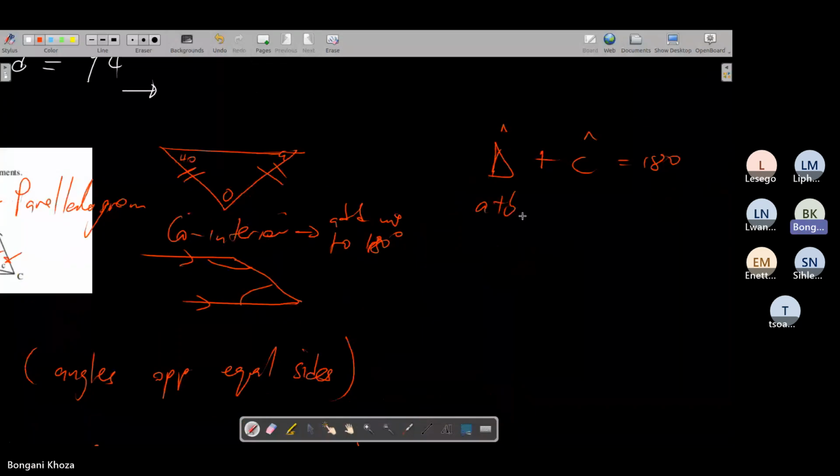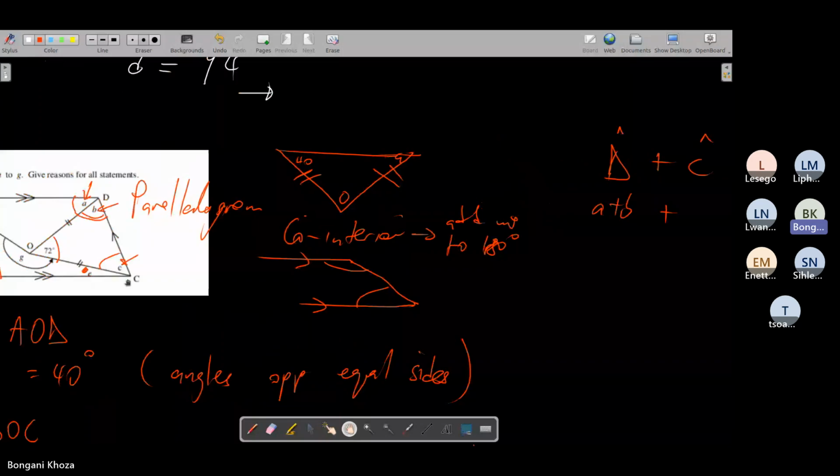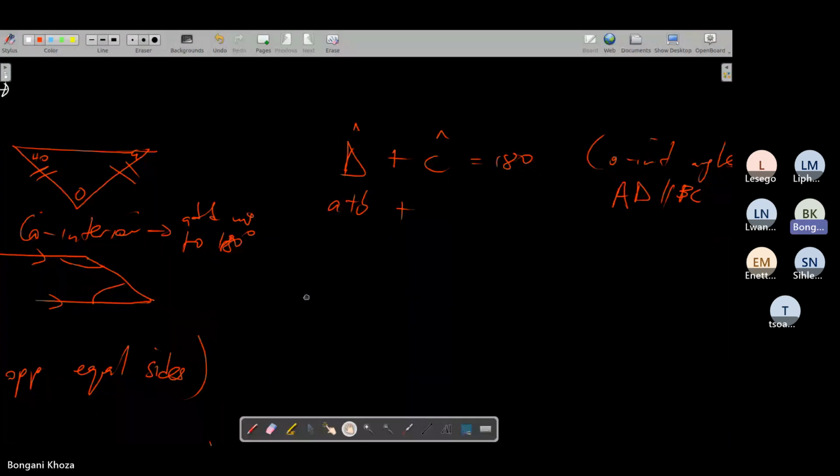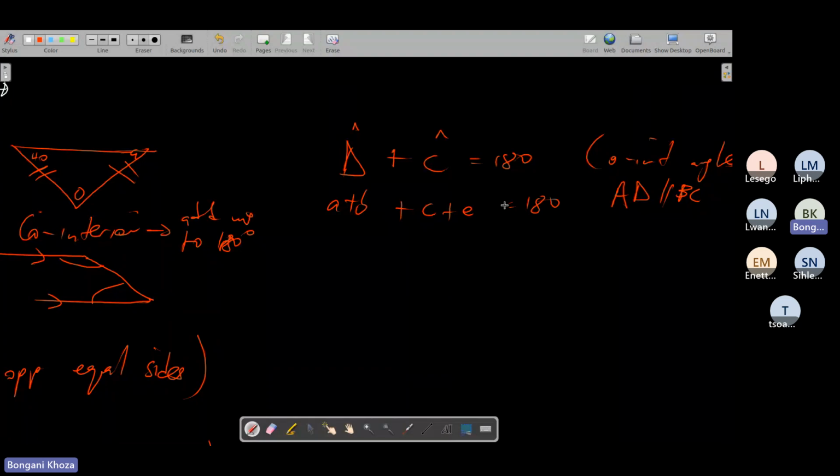A plus B. This is all angle D. For angle C, it will be small c and E, like that. So this will just be small c plus E. This part is C, this part is D. It equals 180. And then we plug in the values that we know.